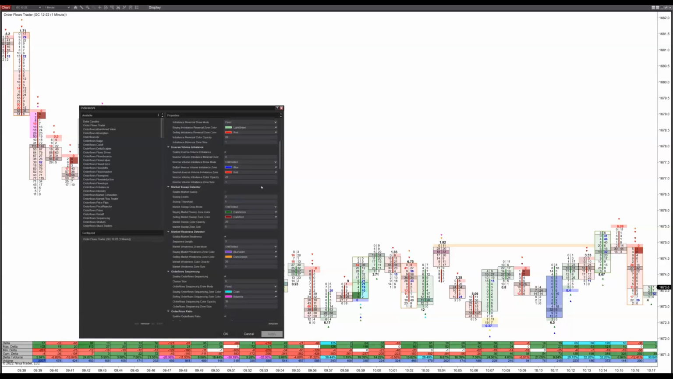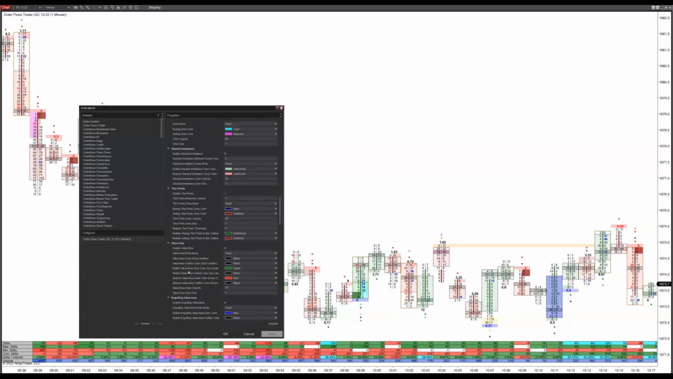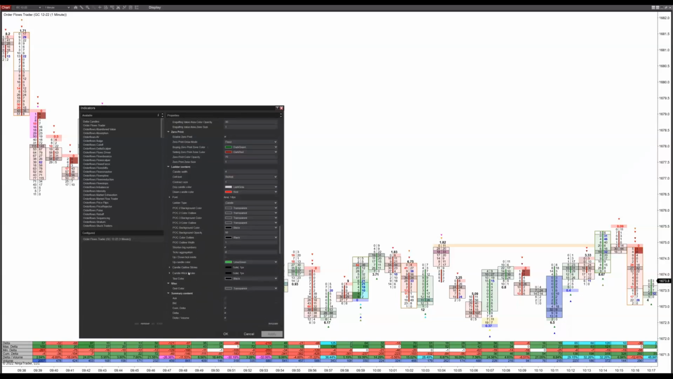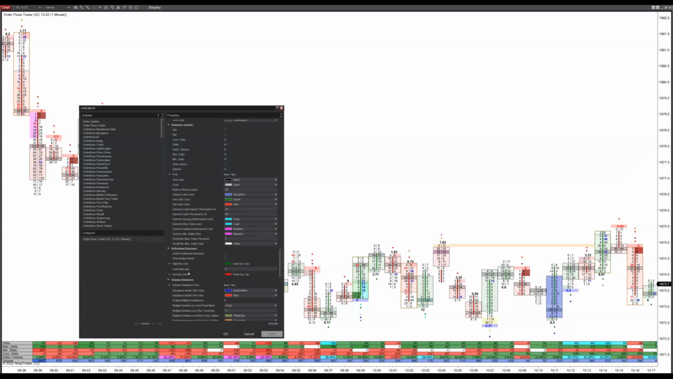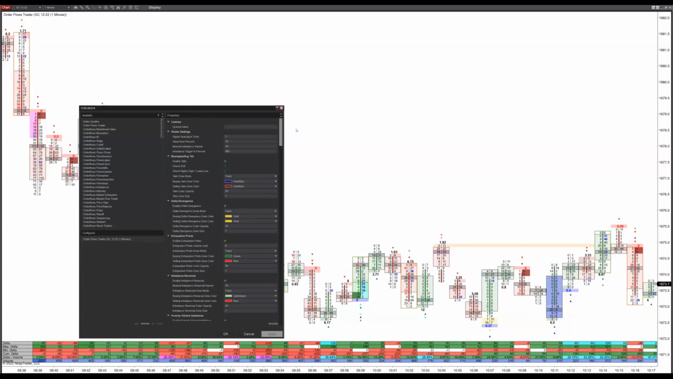volume imbalance, the stacked imbalances, down here we've got volume imbalance, right? We've even got the multiple imbalance in the bars as well. So those are those global settings.